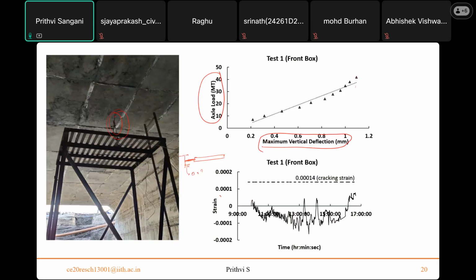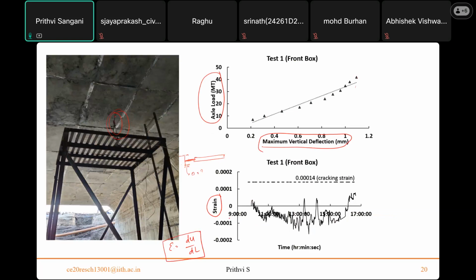And we have also measured the strains. I hope you know the strain. The strain is nothing but deformation, or displacement, per unit length. So we have also measured the strains using strain gauges, and we try to check. You can see it here.